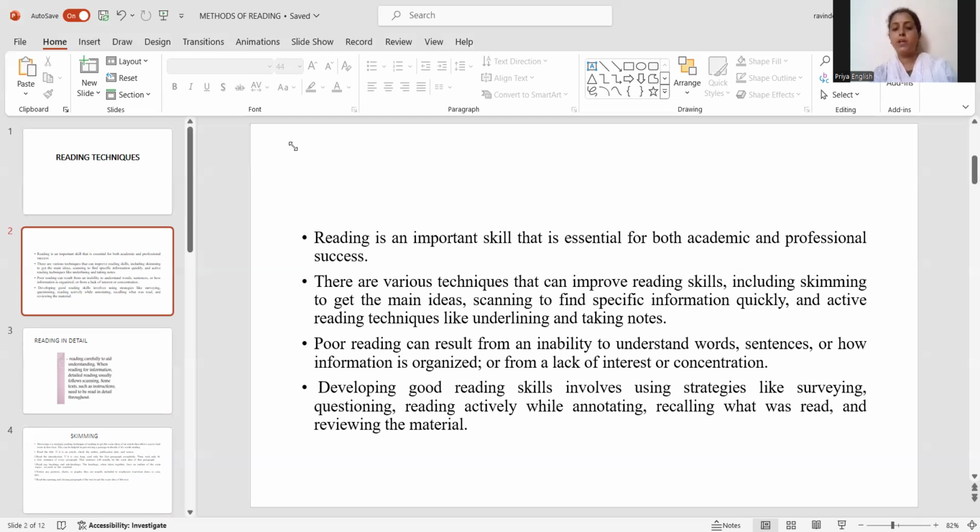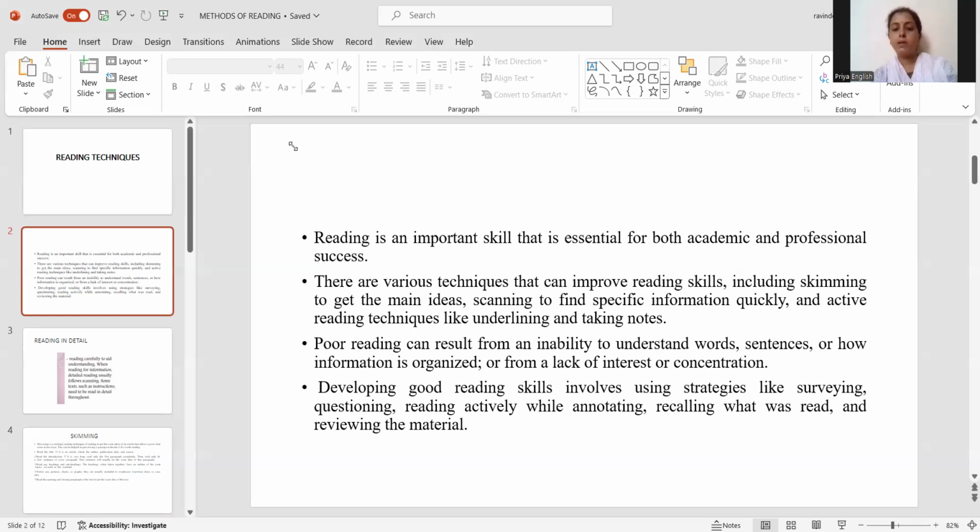Poor reading can result from an inability to understand words, sentences, or how information is organized, or from a lack of interest or concentration. We have already discussed how poor reading can affect you in all ways. You cannot be confident if you are not a good reader, a good analyzer, or a person with critical thinking. Reading is the most important part. If you are poor in reading, it will create hurdles in your progress. So you need to understand what you are reading, and for that, you need to develop your reading skills.